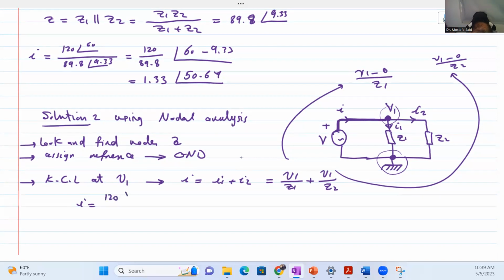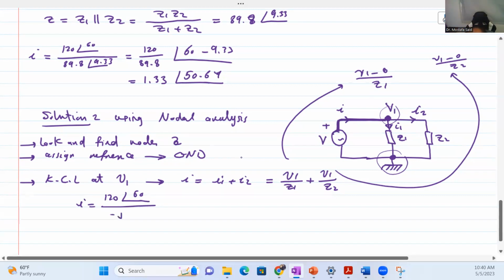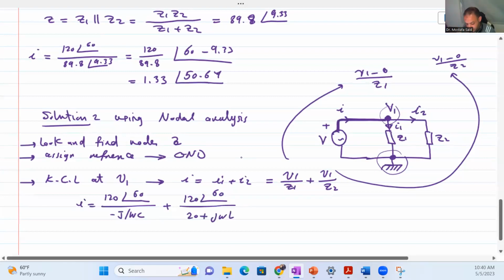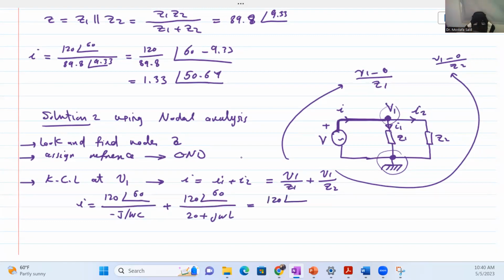So V1 is V, which is 120 angle 60, divided by Z1, the impedance of the capacitor, which is minus j over omega C, plus 120 angle 60 divided by the impedance 20 plus j omega L. We have omega C and omega L from before, so we can write this as 120 angle 60 over minus j 53.52 plus 120 angle 60 divided by 20 plus j 37.7.